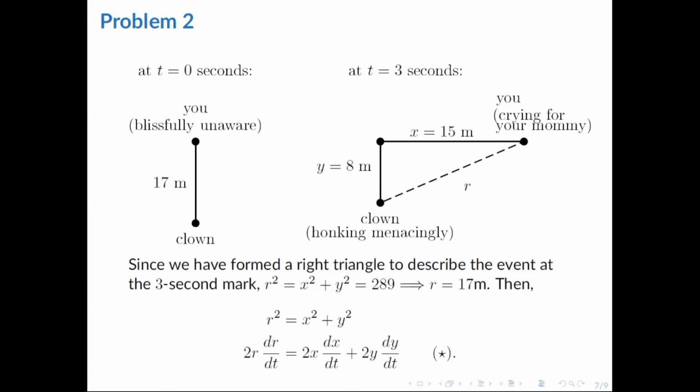So we differentiate our Pythagorean theorem. We have 2r times dr over dt is equal to 2x times dx over dt plus 2y times dy over dt.